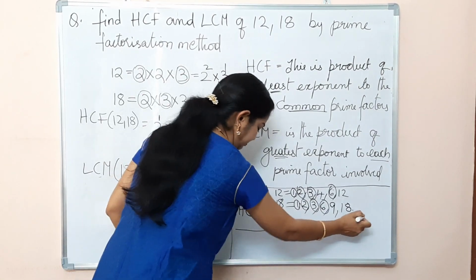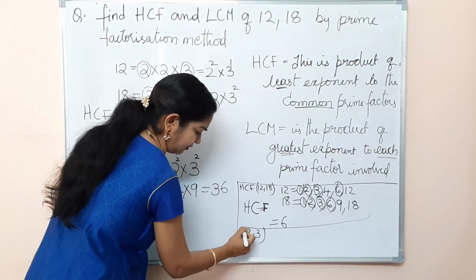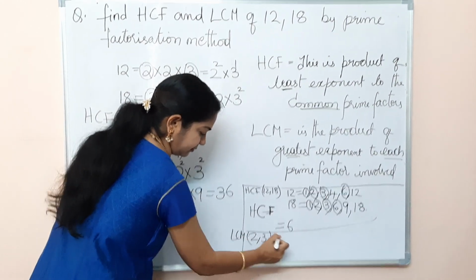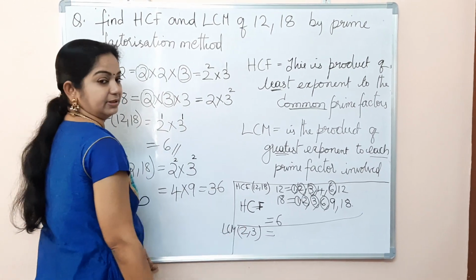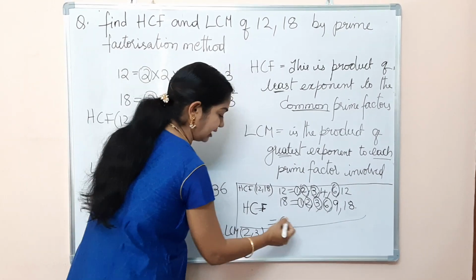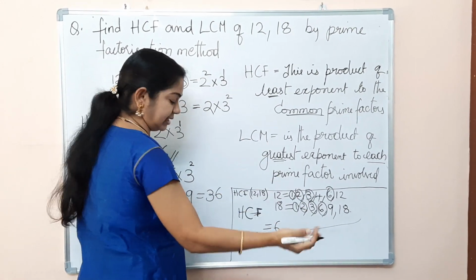Okay, let me take one more simple example for LCM. Let me take 2 and 3. I'll find the LCM of 2 and 3. LCM means least common multiple. I'll write multiples, the numbers with which the number is being multiplied. That means the multiplication table itself.